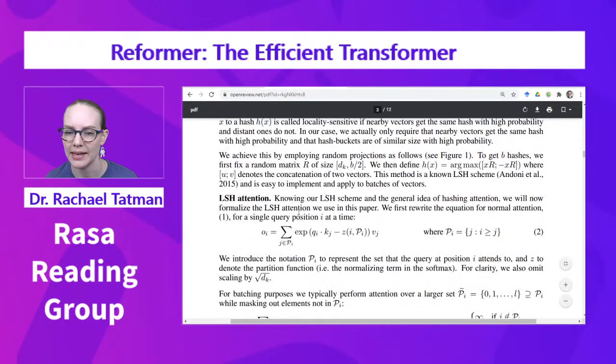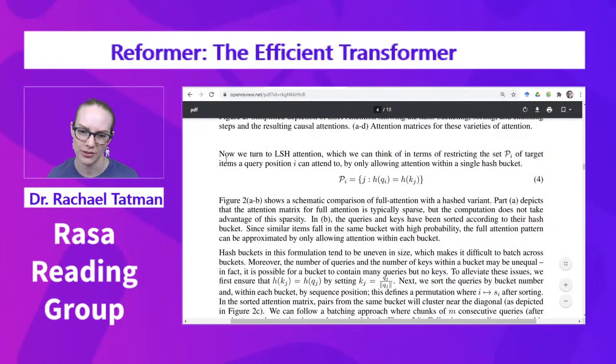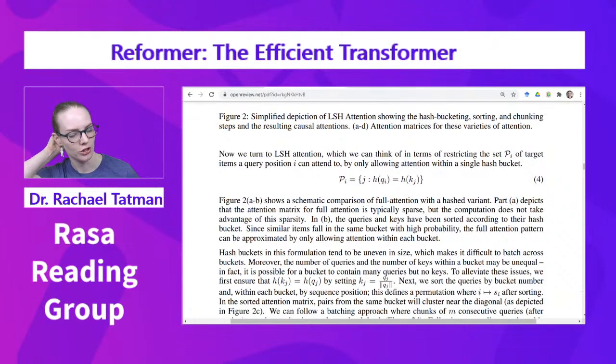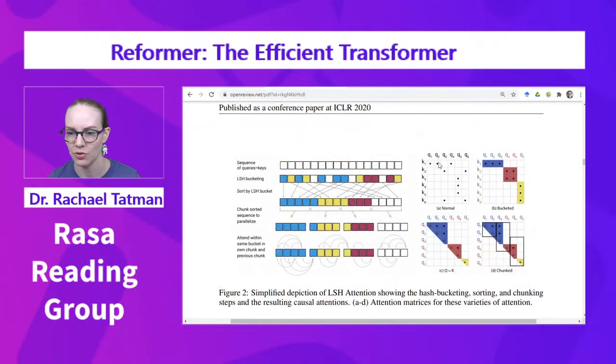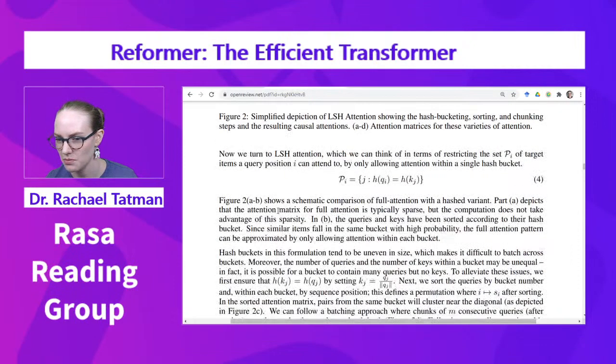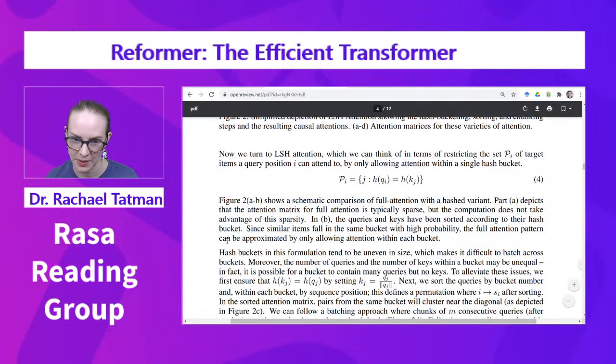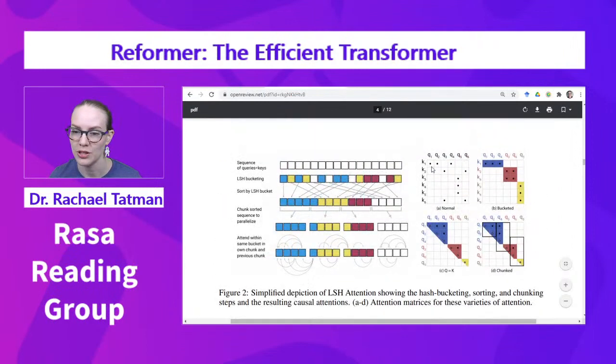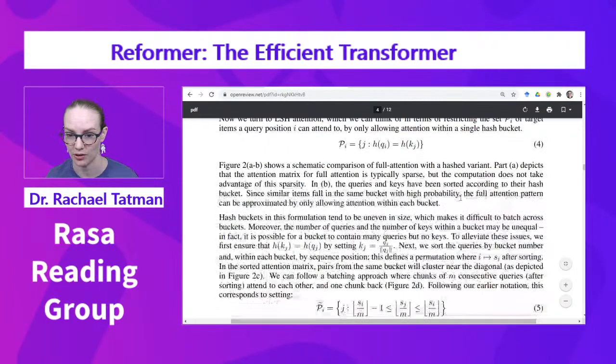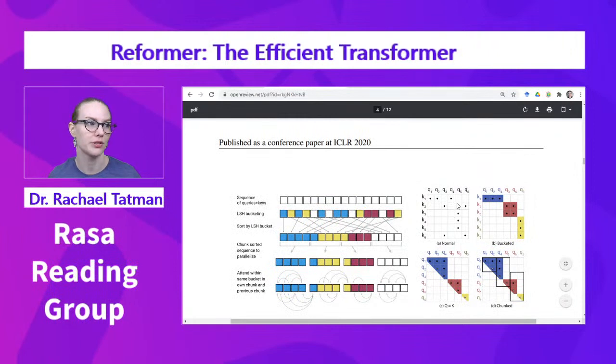So let's jump back in just here. In the description of figure 2, A through B, there's a schematic comparison of full attention with a hashed variant. So this is full attention, all these squares are computed. This is the hashed variant, only the filled squares are computed, if I'm right about this. Part A depicts the attention matrix for full attention, which is typically sparse, but the computation does not take advantage of this sparsity. So the ones without dots, the value there is just 0, but it's still being computed and it's still being learned. So you don't take advantage of the fact that there's a bunch of zeros here. You still treat each of the zeros as if it might be a number of interest to you.